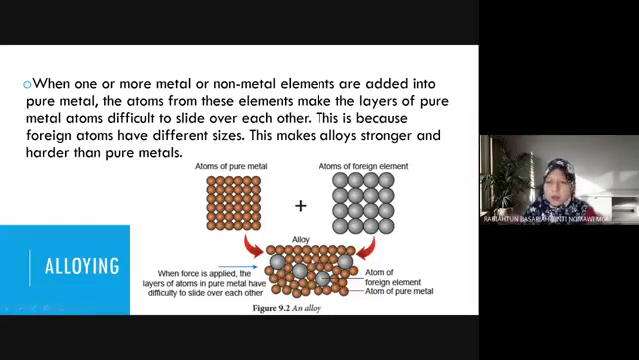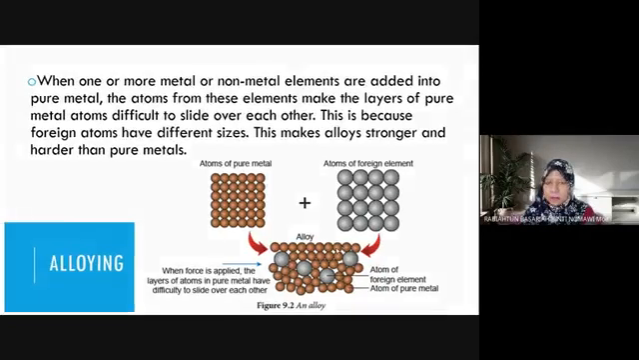So you have to know how to draw this one. So kalau you lukis alloy, you kena make sure you lukis size yang berbeza. Dua size yang berbeza. Satu, the pure one sama size. The foreign element mesti beza size daripada the pure metals. Okay, this is what we call an alloy.